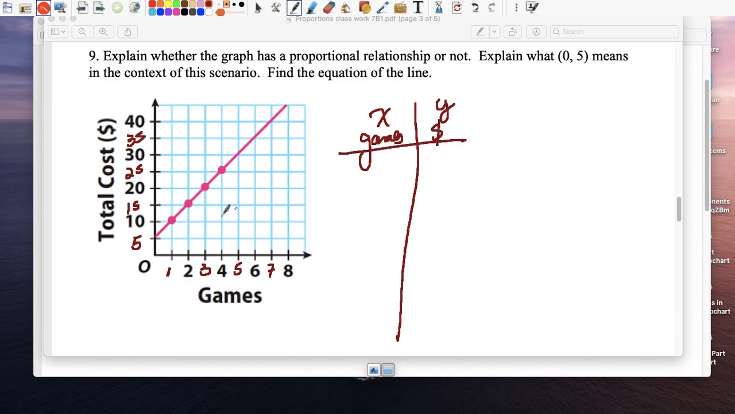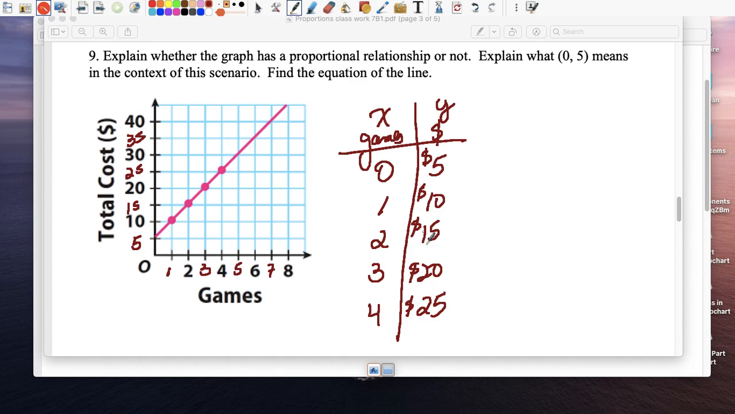So let me start with 0. I play 0 games and I'm already down $5. I paid $5. One game is going to cost me 10. Two games is going to cost me $15. Three games is going to cost me $20. Four games is going to cost me $25. What's the problem here? First of all, we already know visually that it's not proportional. It doesn't go through (0, 0).